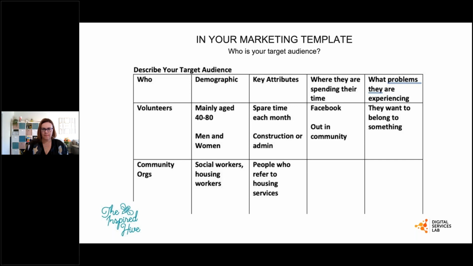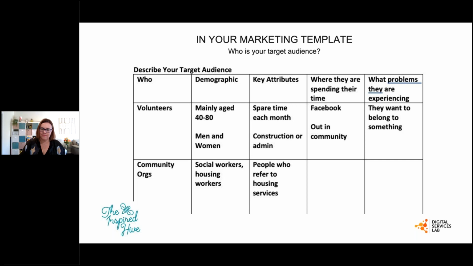Another target audience example is community organisations, and within that, the demographic is social workers and housing workers specifically. Their key attributes are that they are people who refer other people to housing services. Where are they spending their time? They're often very busy. We haven't filled that in at the moment, and they're hard to reach. The problems they are experiencing are that there is not enough housing stock to support the increasing homeless population, especially in the Wallen area.